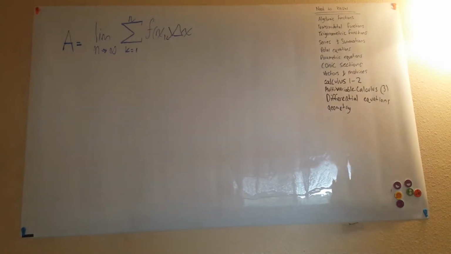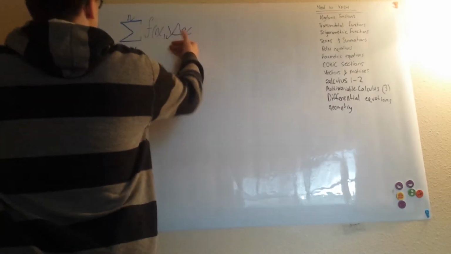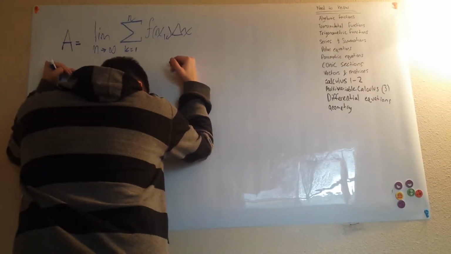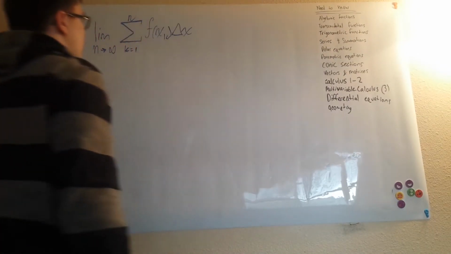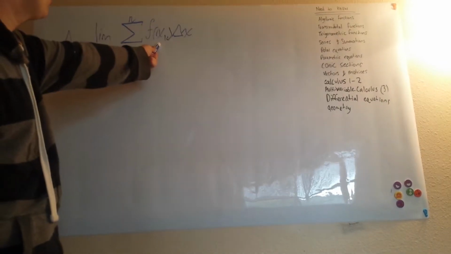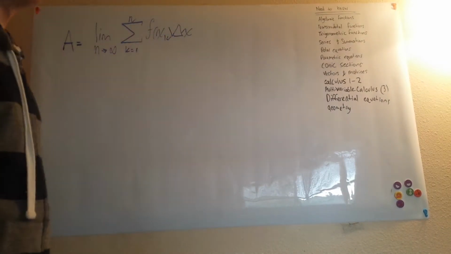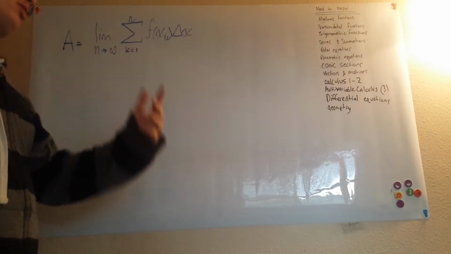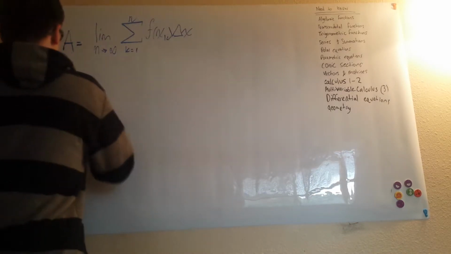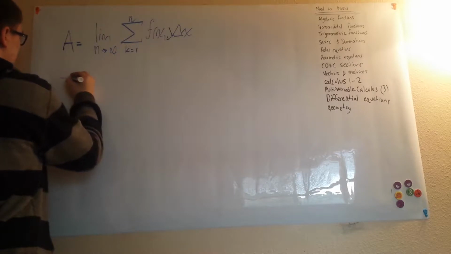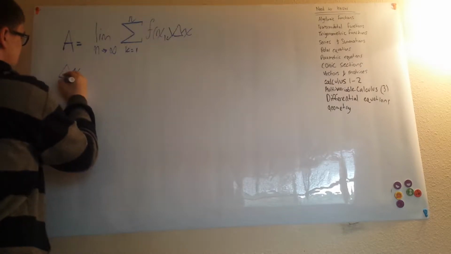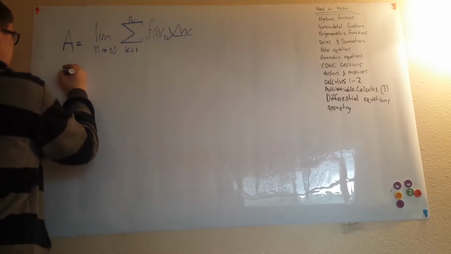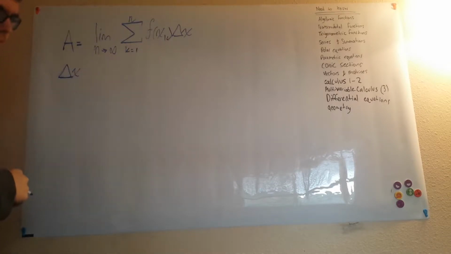Now before we learn how to actually evaluate this formula, we have to identify two things. This boy right here and this guy right here. We have no idea what that is, at least in the right form. So, what is delta x? What is our change of x?